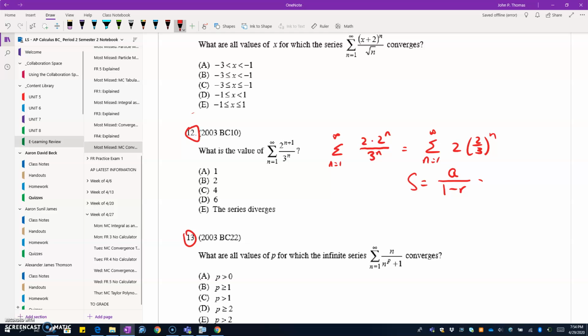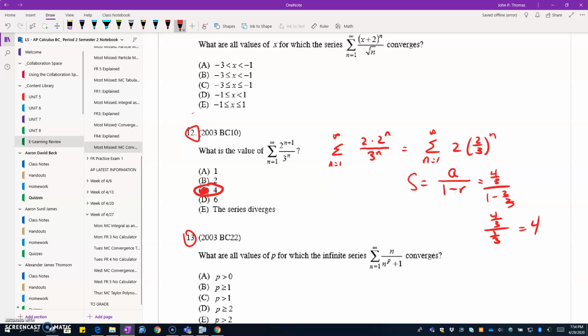All right, so in this one, we're starting at n equals 1. So I plug a 1 in there, I get 2/3 times 2, which is going to be 4/3. That's the top. And then 1 minus r here is 1/3. So I have 4/3 over 1/3. Multiply by the reciprocal, and that's going to equal 4. So the correct answer here is C.